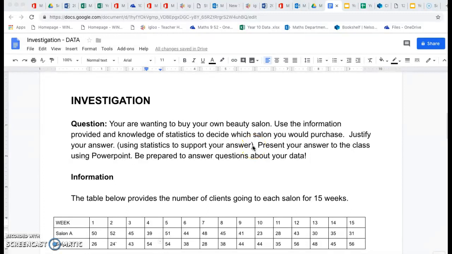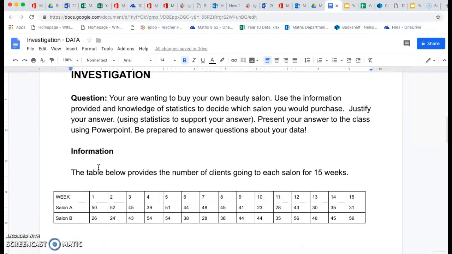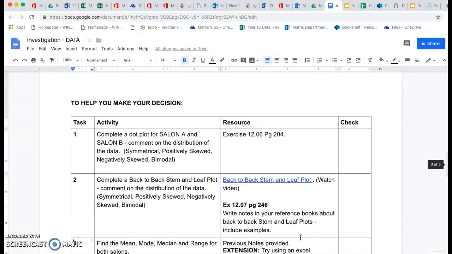Both people will need to be prepared to answer questions about the data. Here is the information. The table below provides the number of clients going to each salon for 15 weeks. So in week 1, Salon A had 50 clients. Salon B had 26. Week 2, Salon A, 52 clients, Salon B, 24, etcetera, for 15 weeks.